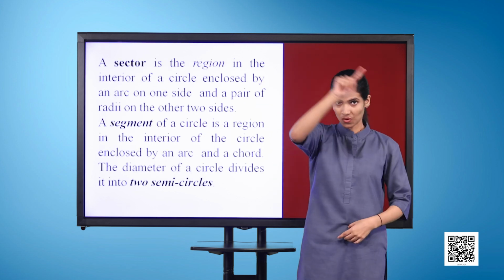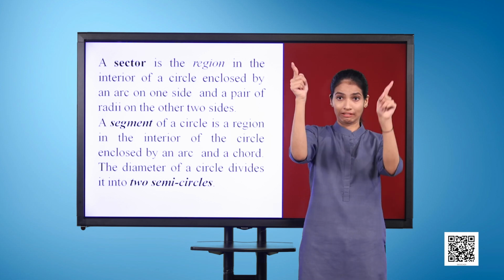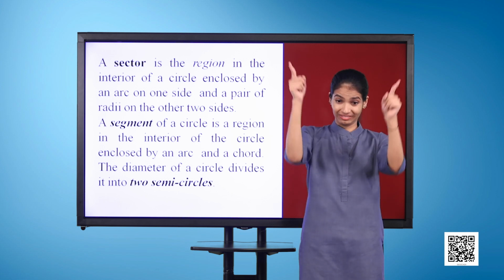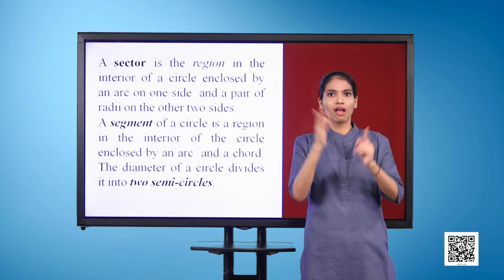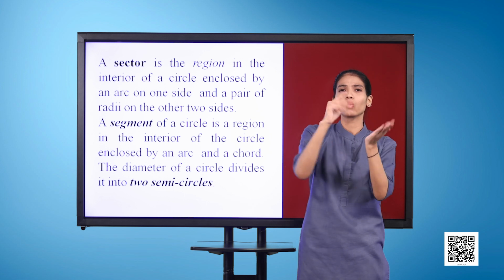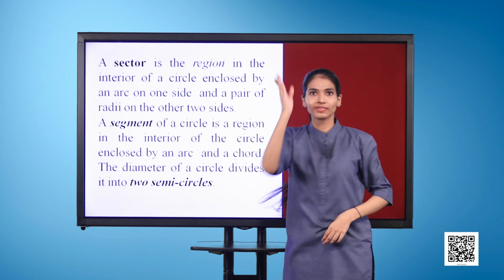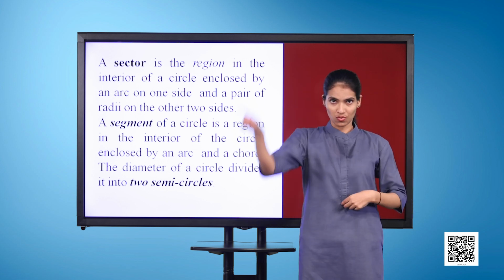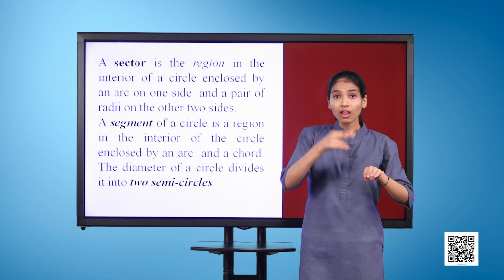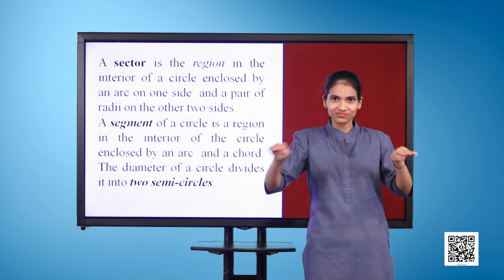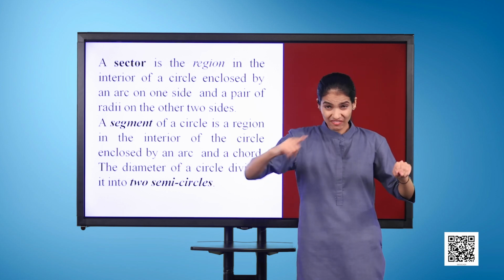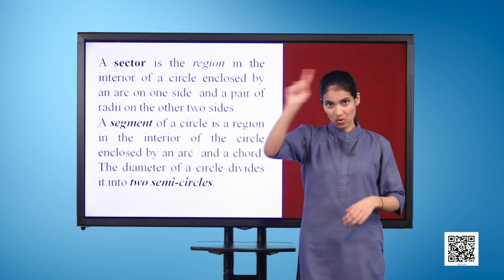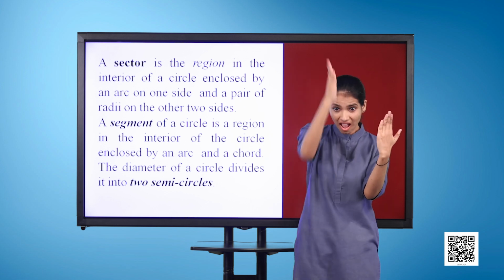A sector is the region in the interior of a circle enclosed by an arc on one side and a pair of radii on the other 2 sides. A segment of a circle is a region in the interior of the circle enclosed by an arc and a chord. The diameter of a circle divides it into 2 semicircles.